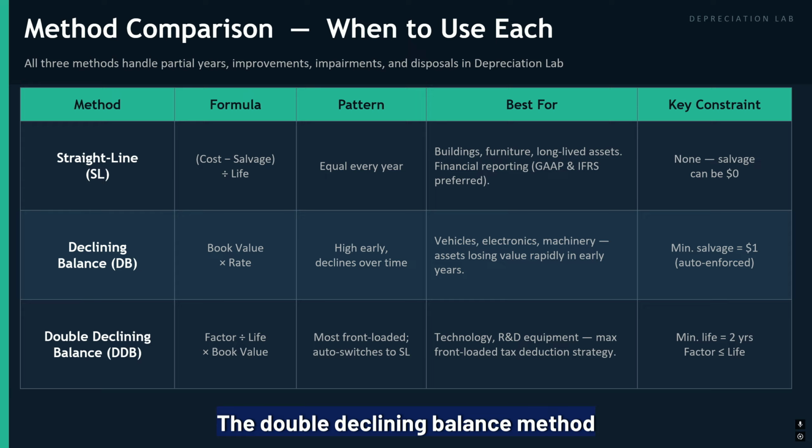The double declining balance method is factor divided by life, times book value. It is mostly front-loaded and auto-switches to SL. It is best for technology, R&D equipment, and a maximum front-loaded depreciation deduction strategy. That is for tax purposes. And the constraint is that a minimum useful life of 2 years is required. If your useful life is less than 2 years, the calculation will not work. So we will move to the next part of the video where I'll explain more about these methods.